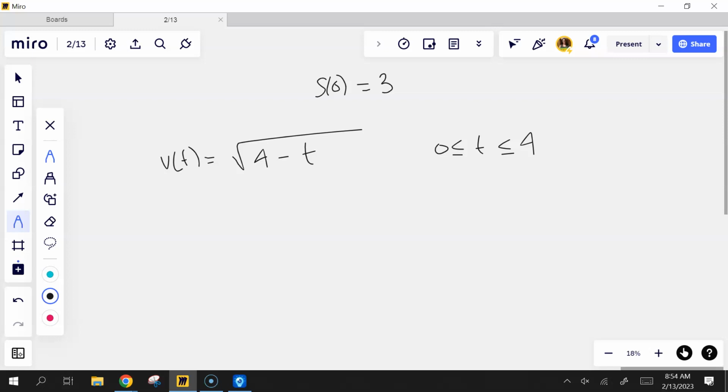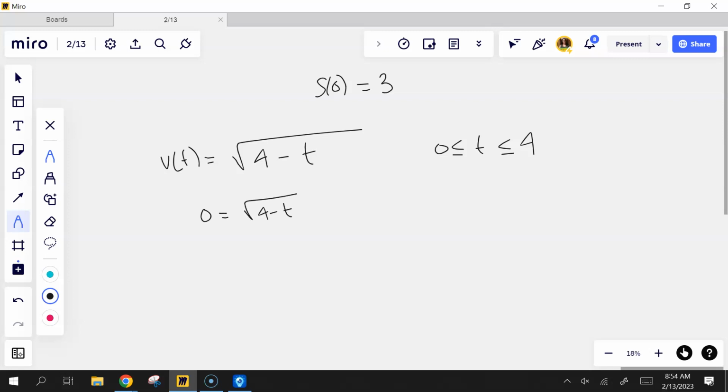All right, so let's just start. Let's dig in. Part A says, when is the particle moving to the right? When is it moving to the left? And when is it stopped? So how do I tell about direction? Sign analysis of velocity, right? That's going to tell me what the position function is doing. So I'm going to set it equal to 0.